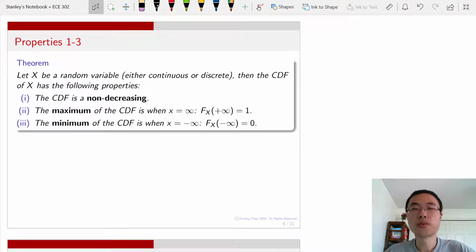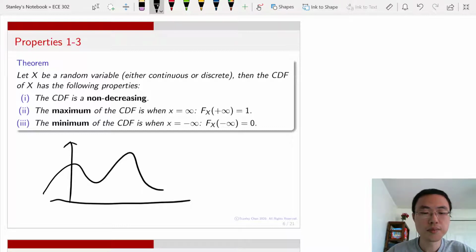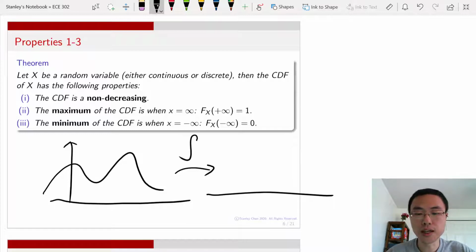Okay, so now we're in a good position to talk about some properties of the CDF. There are altogether 6 properties of the CDF, and here I'm listing the first 3 on this slide. The first property is that the CDF is non-decreasing. Why? Because since this is my PDF, the PDF is always positive. When you do the integration to calculate the CDF, it has to always go up. The only way for the CDF to go down is if your PDF has a negative value, because you're integrating the area. But this is not possible because the PDF is always positive.